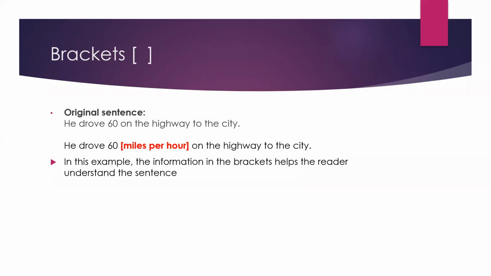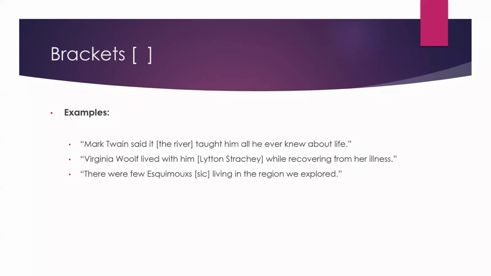Now this is the way to do it. He drove 60 miles per hour. Notice that the brackets come immediately after the number because the vagueness stems from this point here. Miles or kilometers, that doesn't make a difference. The important thing is that you clarified the vague part of the sentence. He drove 60 miles per hour on the highway to the city, okay? In this example, the information in the brackets helps the reader understand the sentence.